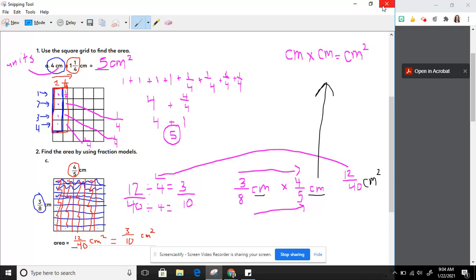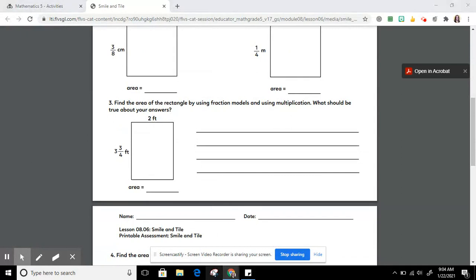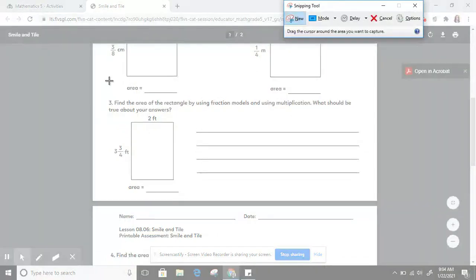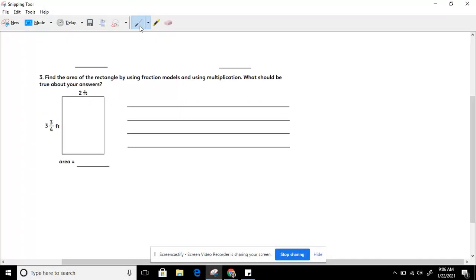Okay, and then so I'm going to close out this, and I'm going to go screenshot number 3, and we'll do number 3. And number 3 is going to be very similar to number 4, so I wanted to do this as an example for you. We're going to look at number 3. For number 3, we're finding the area of a rectangle by using the fraction model and multiplication. So to start, boys and girls, I'm going to use this rectangle, and I'm going to use this fraction model to represent 2 times 3 3/4. So to start, I'm going to look at my 2 feet, and I'm going to go down.